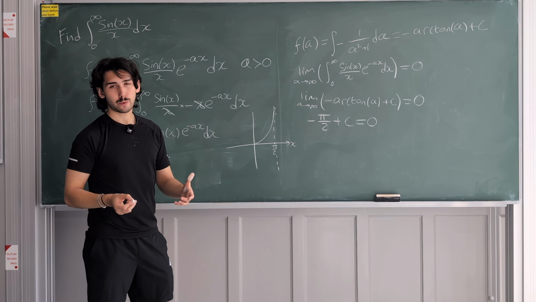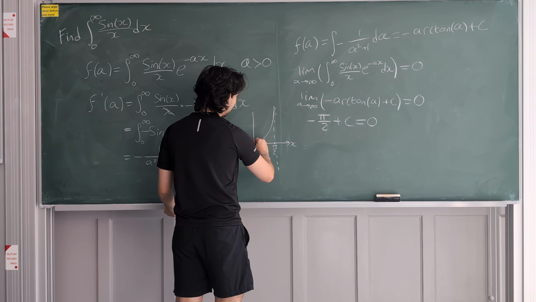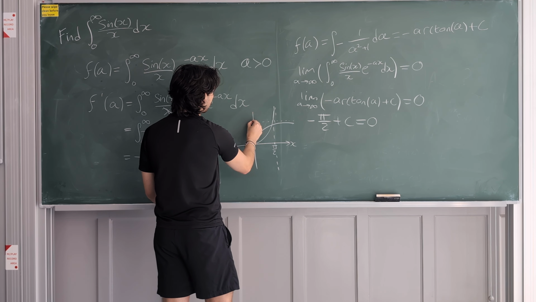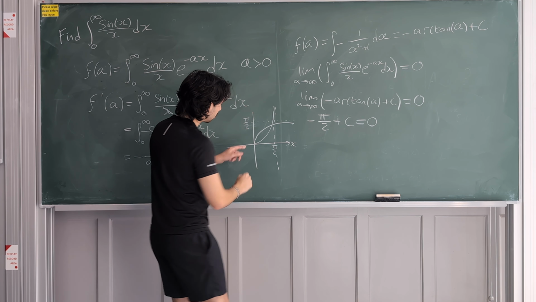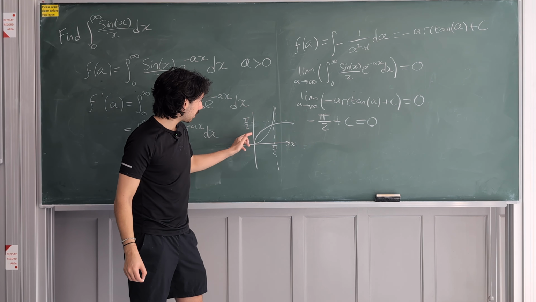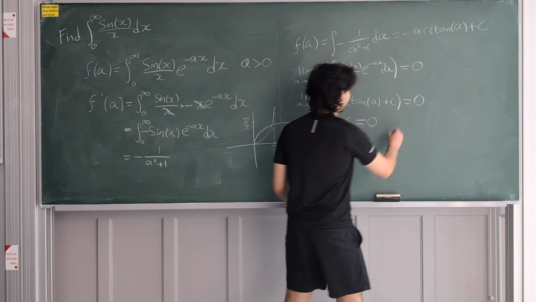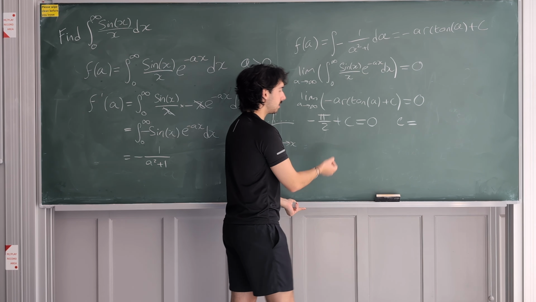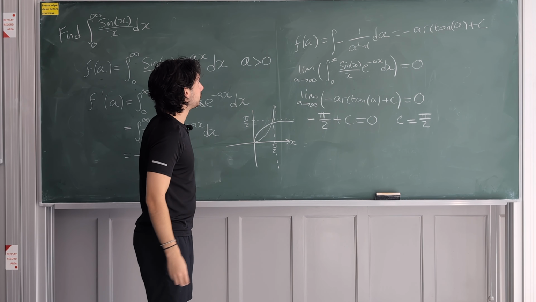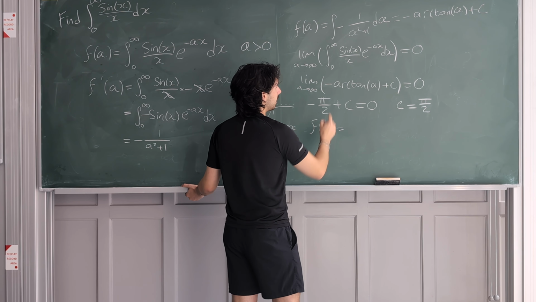Remember, the inverse of a function is just a reflection in the line y equals x. So the graph of arctan looks like this, and so there must be a horizontal asymptote at pi over 2. So you can see that as x gets bigger and bigger, arctan of x gets closer and closer asymptotically to pi over 2. That's why we know that is true. And of course, we can see that c is pi over 2.